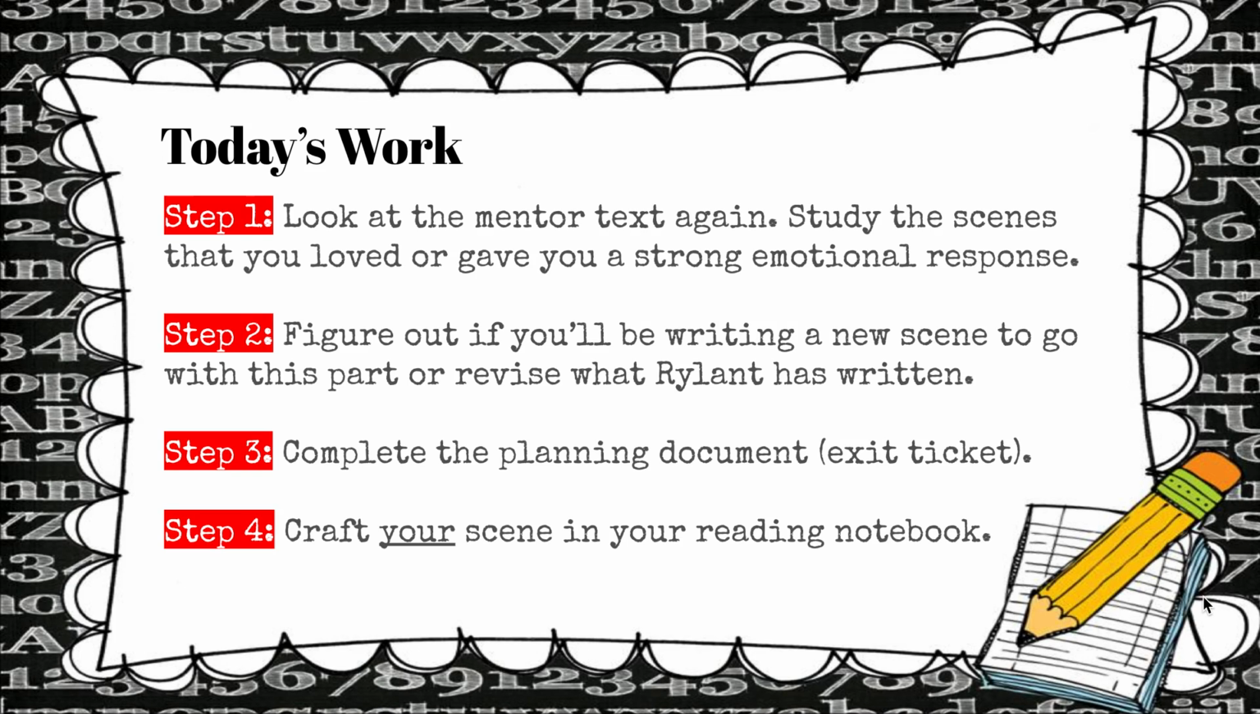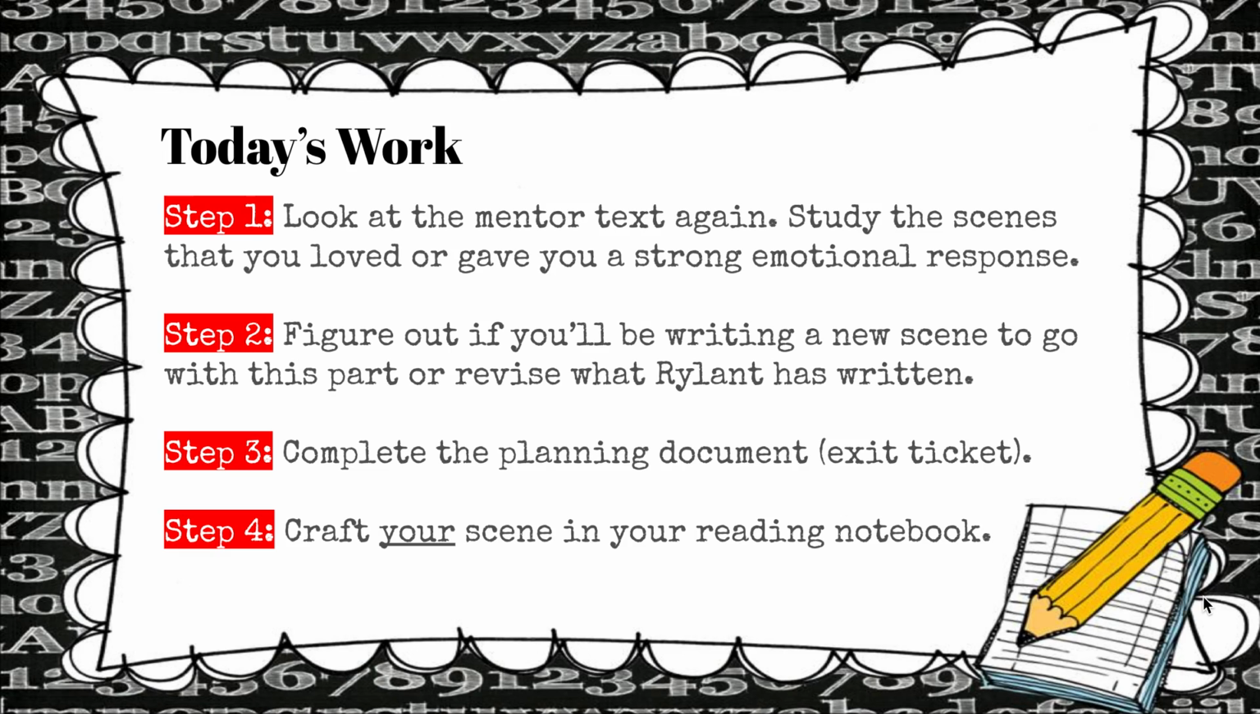Today, though, this is what I need you to do. Step 1, look at the mentor text again. Now, you can use any of the 4 Cynthia Rylant texts, so it can be something different than what you're using for Writer's Workshop, and it can be something different than what you've used in the previous days, but it does need to be one of those 4 texts: Shells, Spaghetti, Slower Than the Rest, or Papa's Parrot. I don't care which one, just any one of those 4. Then I want you to study the scenes that you loved or gave you a strong emotional response.